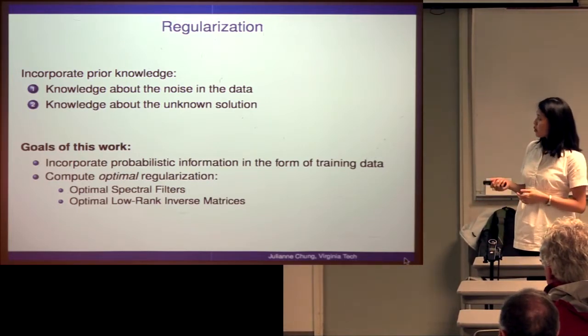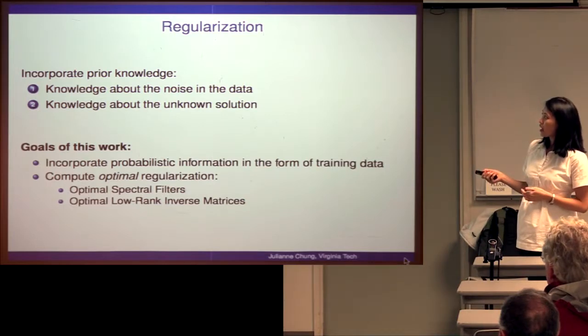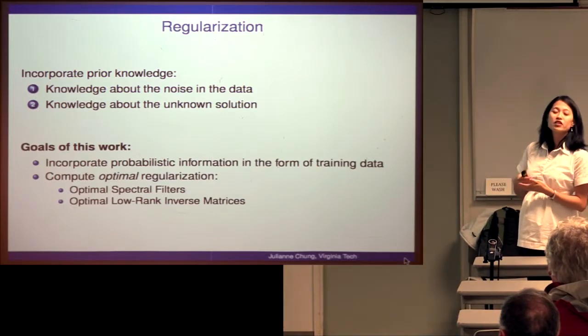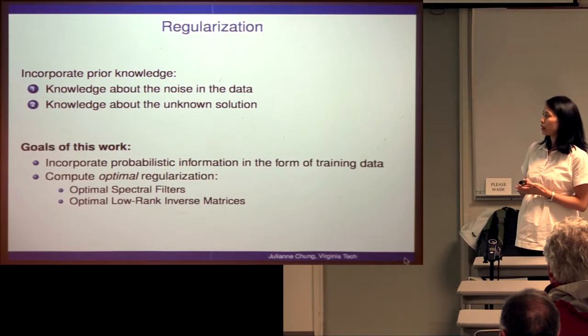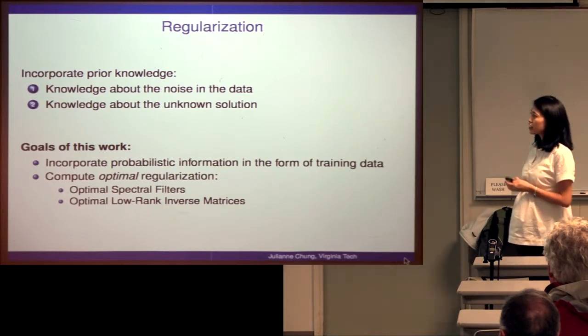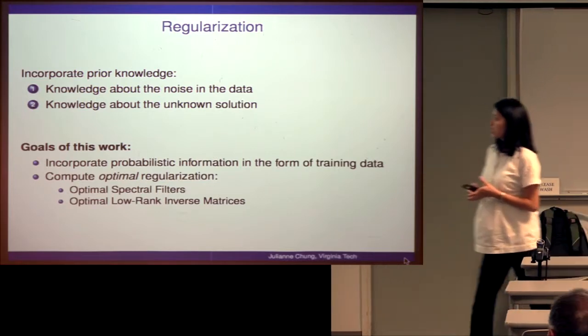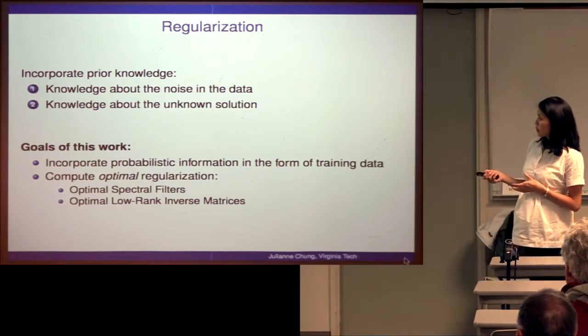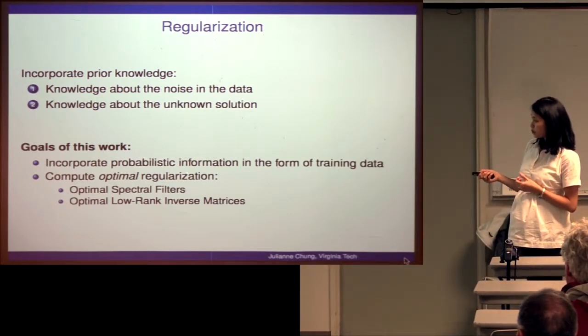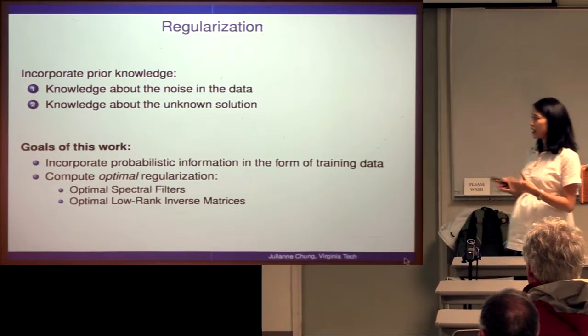But another approach is that you may think, okay, I know my solution comes from some distribution. So I include some probability information. And that is kind of the goal of this work. So the goal of the methods I'm going to talk about today is to incorporate probabilistic information in the form of this training data that is given to us.